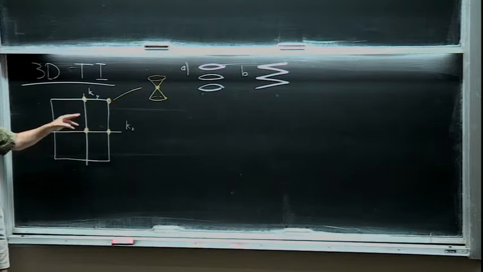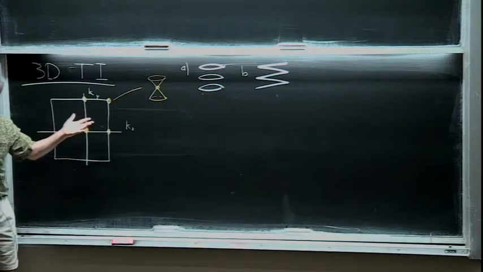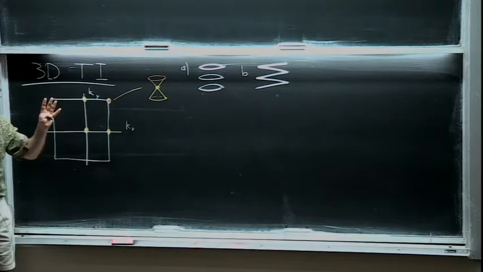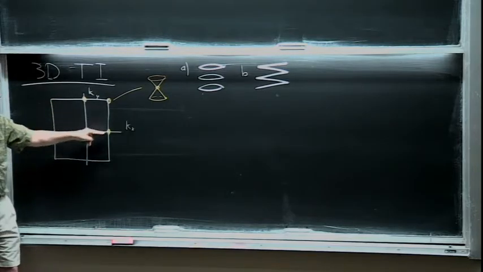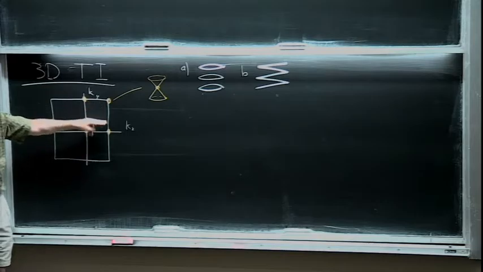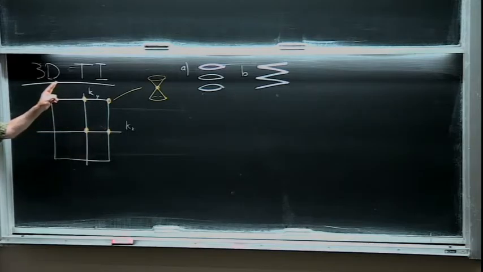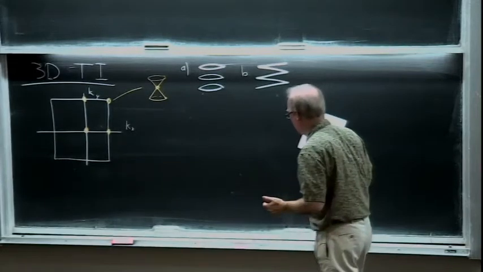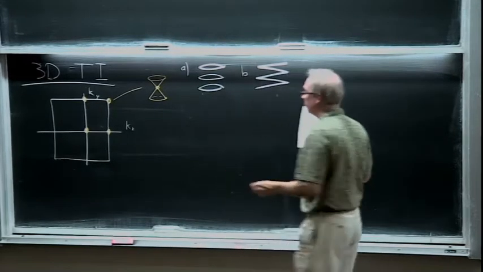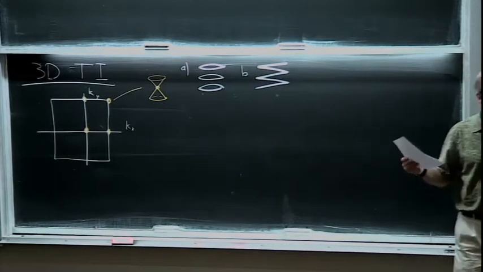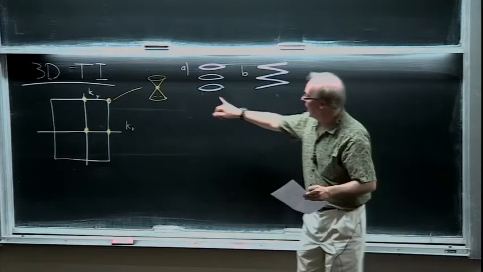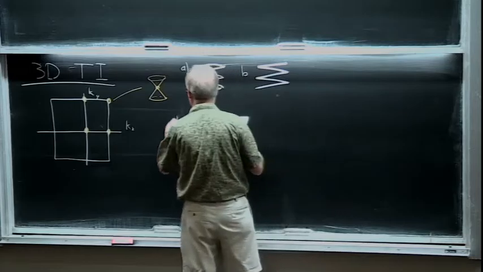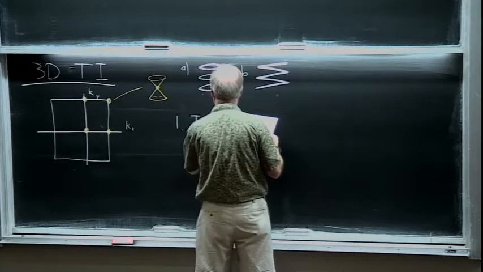In fact, there are four Z2 topological invariants that characterize a three-dimensional topological insulator. Let me walk through the various possibilities. Of course, there's always the trivial possibility that every pair looks like this. So one possibility is a trivial insulator.